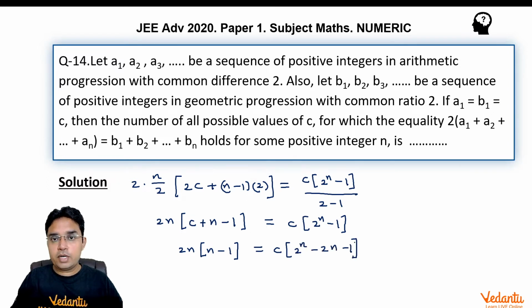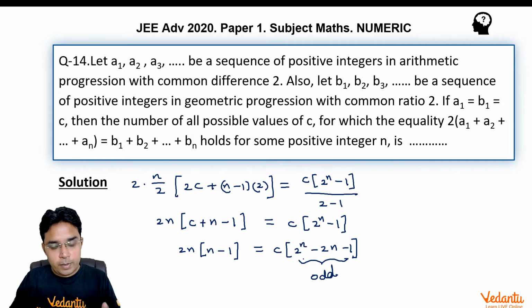Now one very important thing to notice here is that this bracket is an odd number. Why odd? Because 2 raised to the power n and 2n are both even, minus 1 we are doing, so it will be an odd number. On the left hand side, n into n minus 1 is the product of 2 consecutive integers, so it has to be an even number, because one will be even and one will be odd. So this n into n minus 1 is even, and this entire left hand side is a multiple of 4.